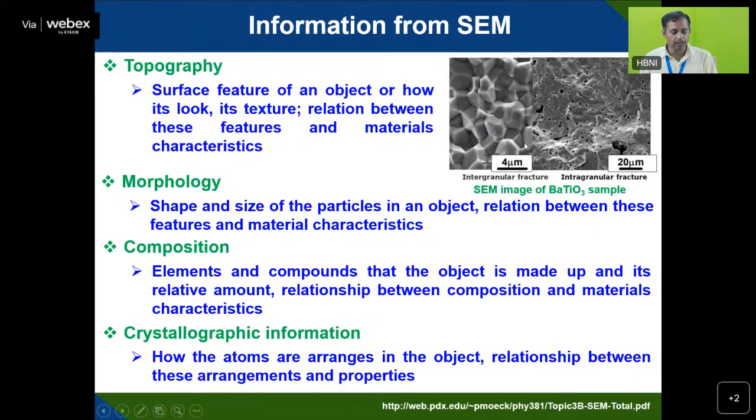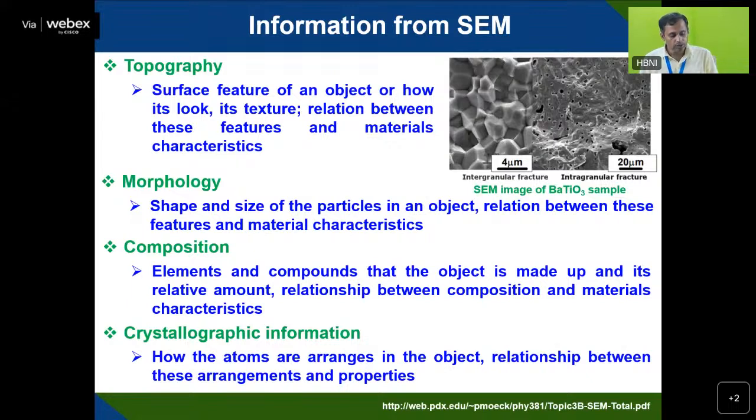Another thing is morphology. You can also get the shape or size of the particle and the relation between these features and material characteristics. How the shape and size look, and how the shape is related to particular material properties, the size-dependent characteristics that you can see in other techniques too. You can confirm the shape-dependent or size-dependent properties by seeing the morphology in an image from a scanning electron microscope.